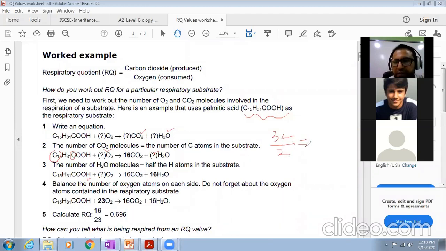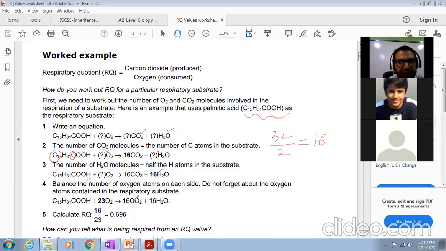Yes, if you divide 32 by 2, it will give you 16. Okay, so I will put 16 here. Up to here, this is clear. Now balance the number of oxygen atoms on each side.